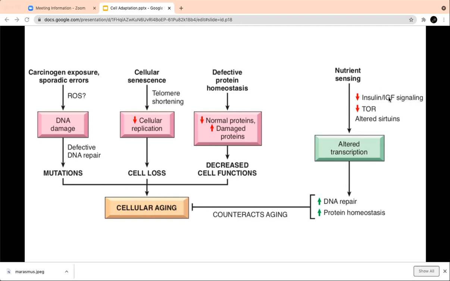So itong mga to, decrease in insulin signaling and increase in sirtuins will counteract your aging, will prolong your life. Okay, will contribute to longevity.